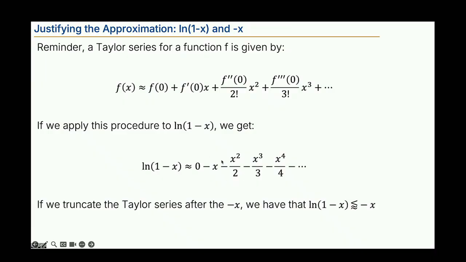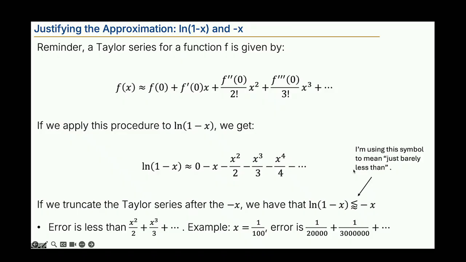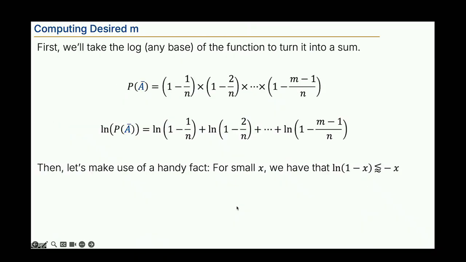And if I'm real lazy, I can just say, let's throw away all the terms over here. If we truncate after the minus x, this right here is going to be ever so slightly less than minus x. And what's the error? Well, it's going to be less than all of this right here. The absolute error will be less than all that. So for example, if x is 1 over 100, then the error is going to be these very small numbers. Okay, that's if you care. That's a stronger justification for why we can say natural logarithm of 1 minus x is just slightly smaller than minus x for this example.